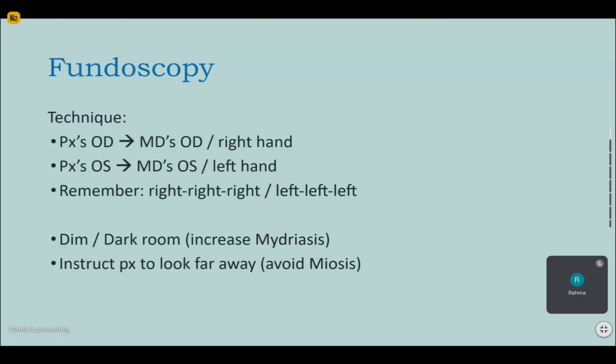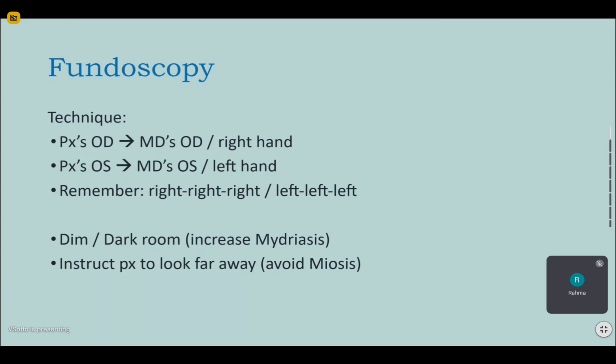So the technique, if the patient's right eye is being examined, the doctor also uses the right eye with the use of the right hand. So holding the ophthalmoscope using the right hand, the doctor examines the right eye of the patient using the doctor's right eye also. So right, right, right, left, left, left.